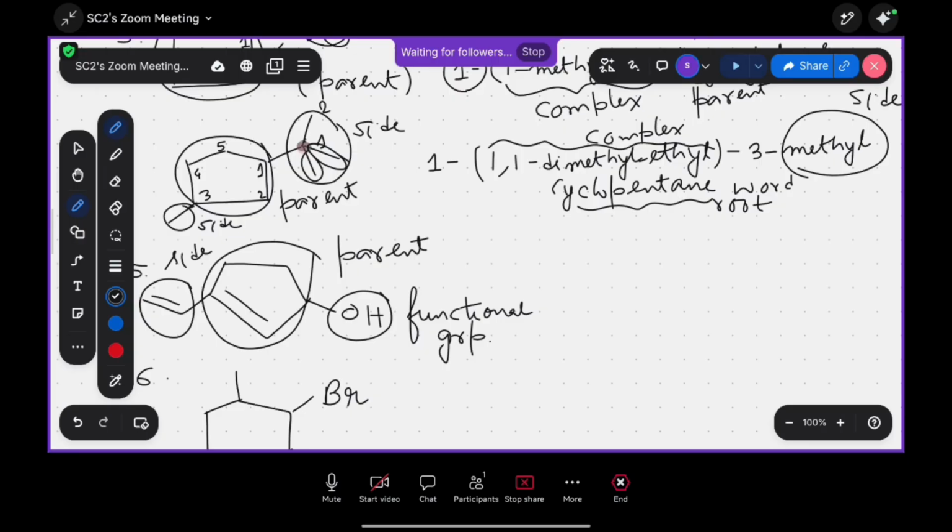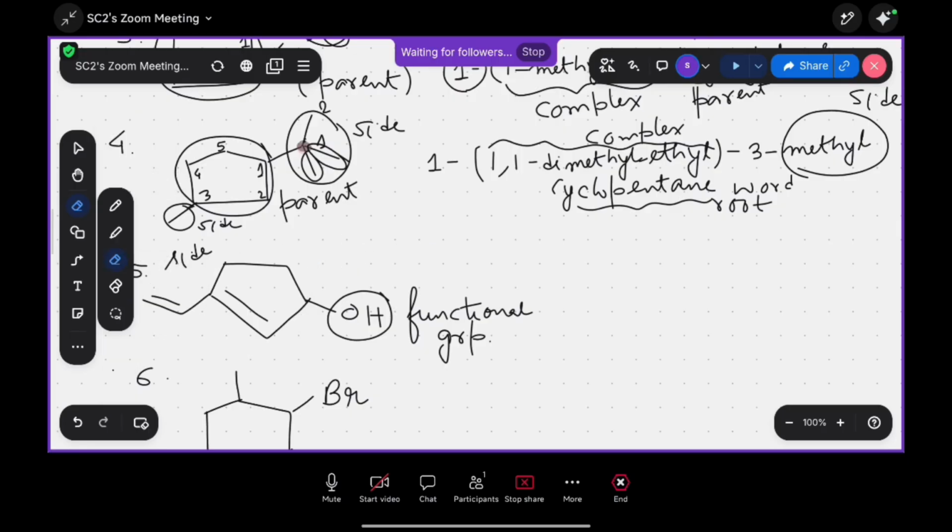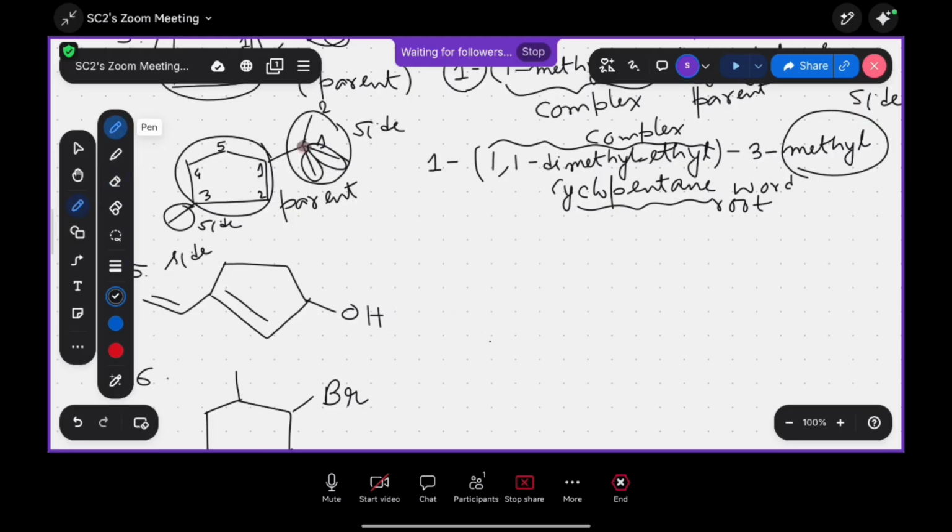So now let's do the numbering again. The functional group gets the highest importance, I have taught you the priority rule. Where the functional group is attached, that should get the lower locant. That means this carbon is 1, then this is 2, 3, 4, 5. And this is the ethylene group.